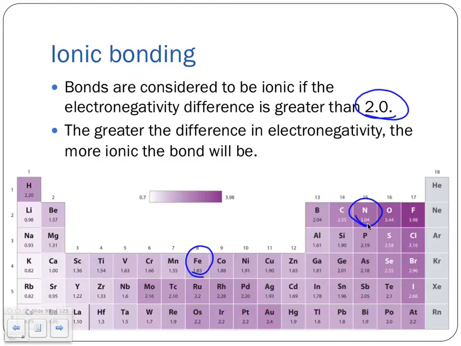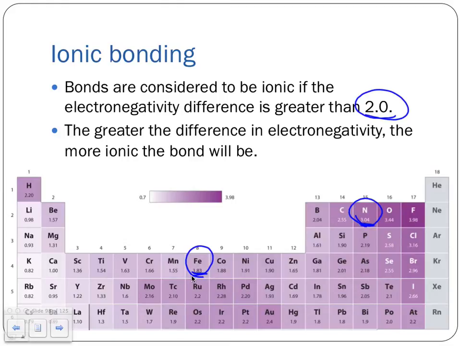And so nitrogen is 3.04 for its electronegativity. Iron is 1.83. We subtract those, and you get about 1.2. Since that's not greater than 2.0, iron and nitrogen would not form an ionic bond. They would form a covalent bond. So that's not going to be an ionic bond.